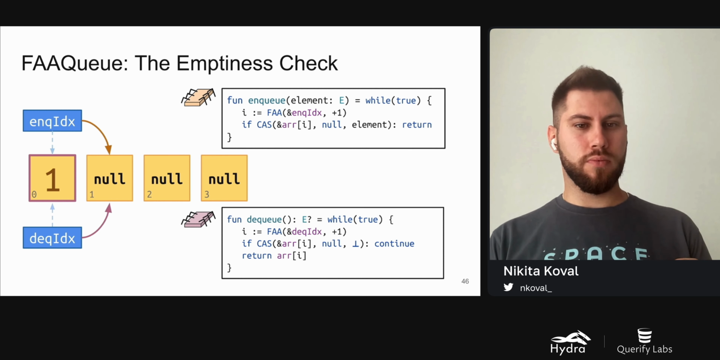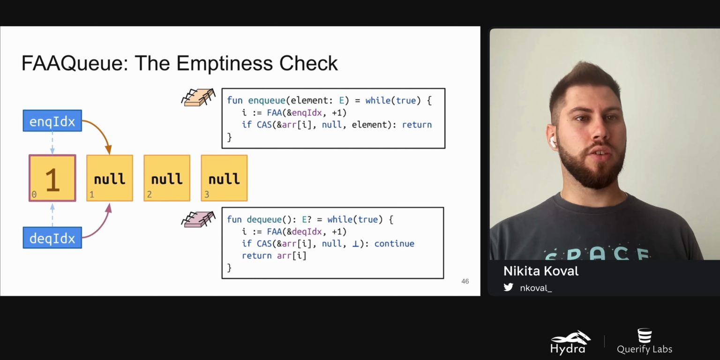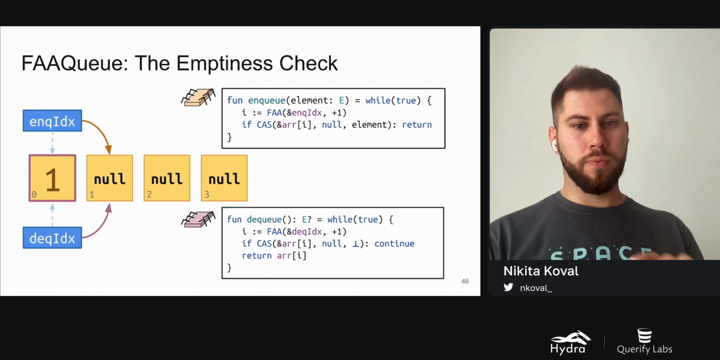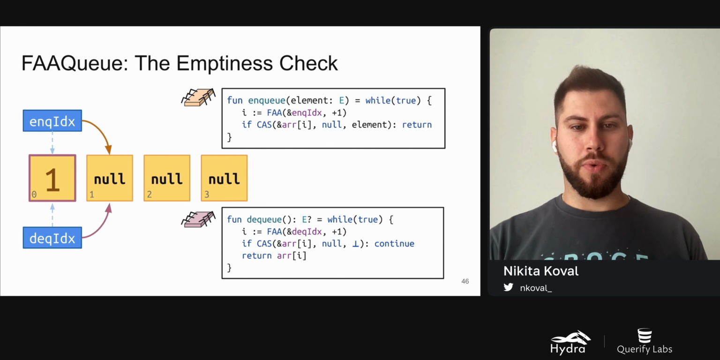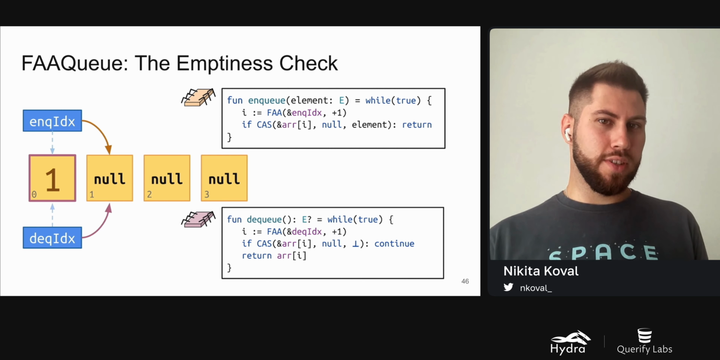We can do that using only the queue index and end queue index counters. How could we do that? So I will remind you. The deq index points to the cell for the next deq operation, and enq index points to the cell for the next enq operation. And what we want to check is whether the cell for the next deq operation already contains the element, or should contain, in some sense.